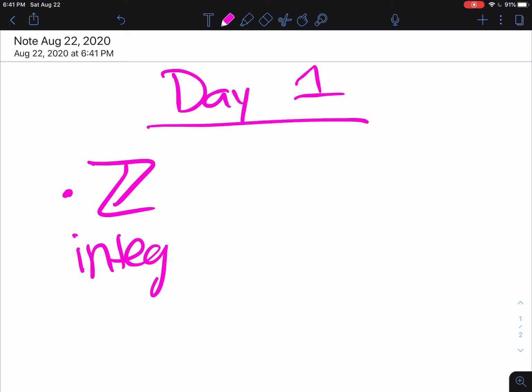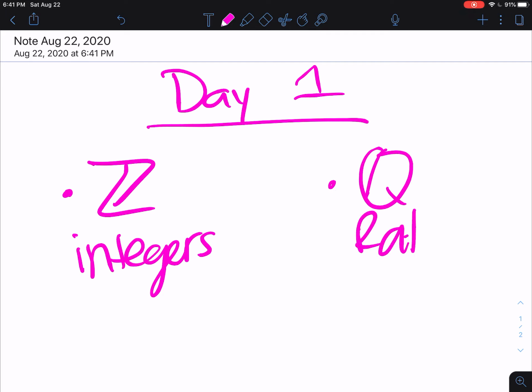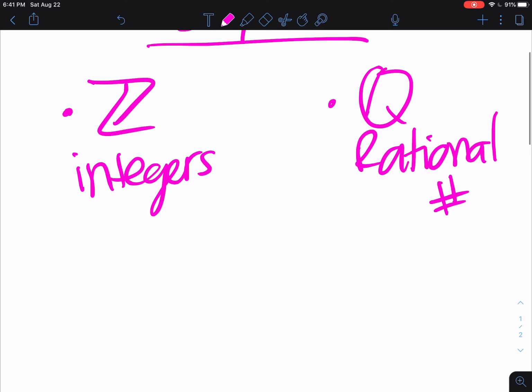Don't know if y'all have learned at least what the symbol is for integers, just like a Z with a double spine. And then rational numbers. You're thinking, where did the Q come from? It's a quotient, so I can have a fraction. Okay, so quotient means fraction.